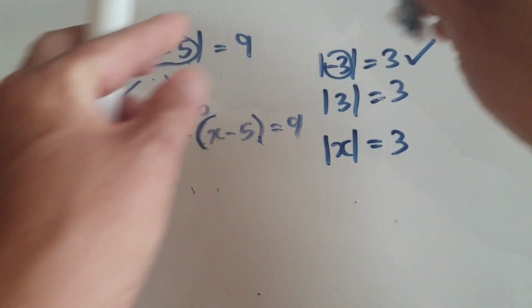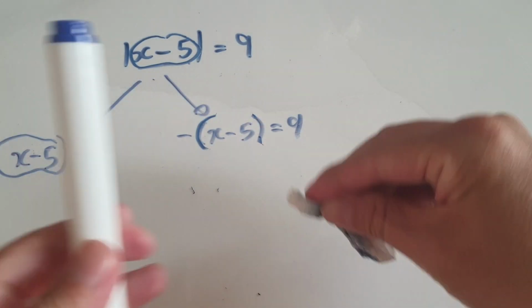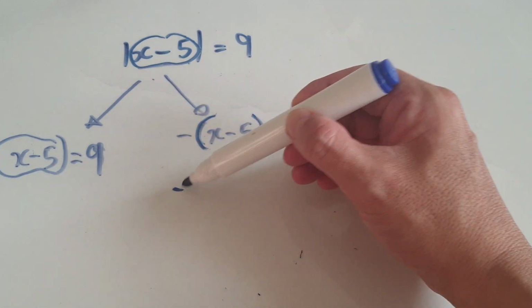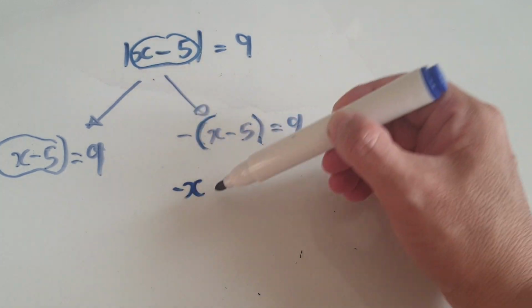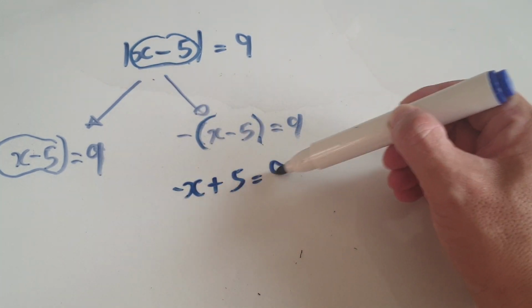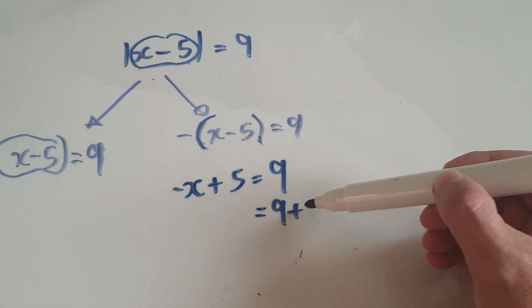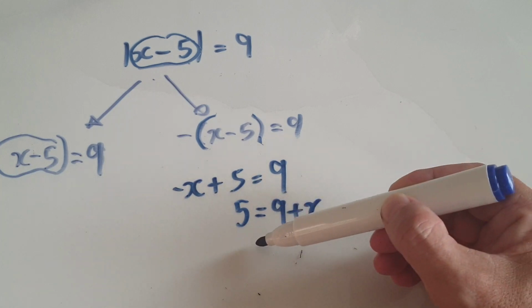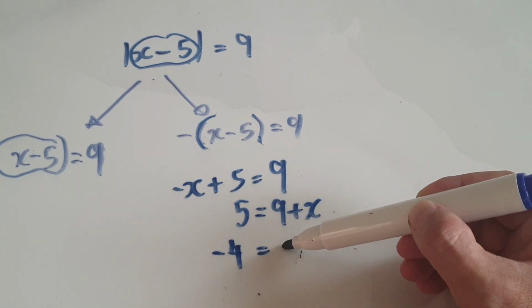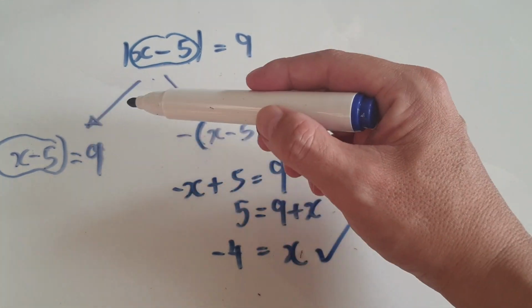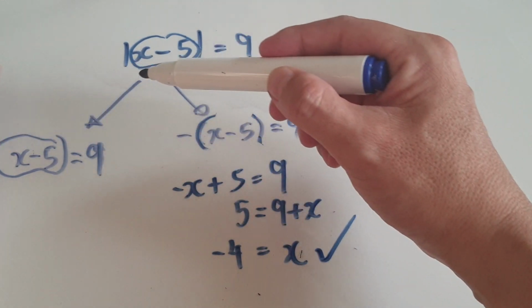So to solve this, let's do this one first. So that would be minus x plus 5 equals 9. So now what is x? Add x to both sides and then take away 9. So that would be minus 4 equals x. So that's one solution. The other solution is, well, by right, you should have this.